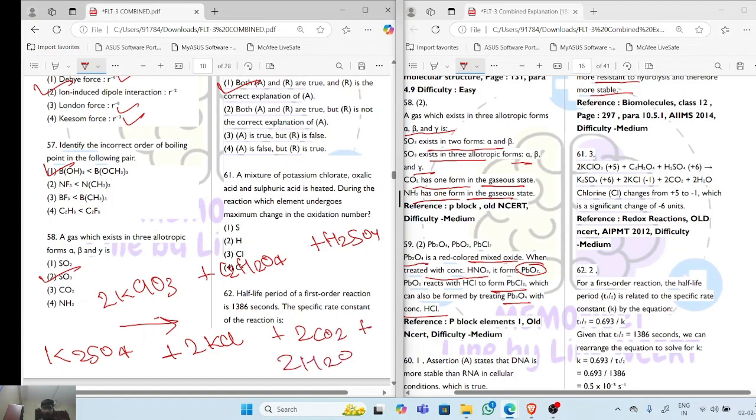molecules of water. Here the oxidation state of Cl is plus 5. Then the oxidation state of sulfur is plus 6. Here the oxidation state of sulfur is also plus 6. Here the oxidation state of Cl will be minus 1. So the maximum change is in chlorine, which changes from plus 5 to minus 1, a significant change of 6 units. So the correct answer will be option number 3, which is chlorine.